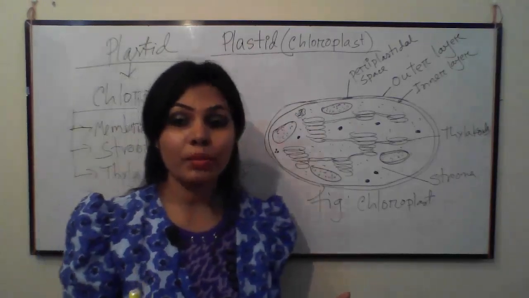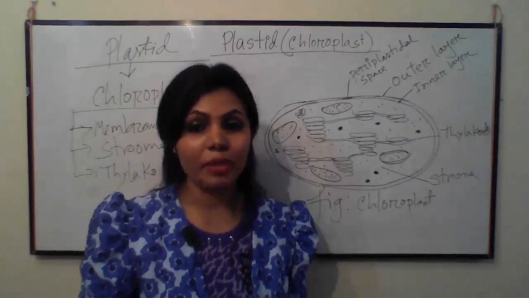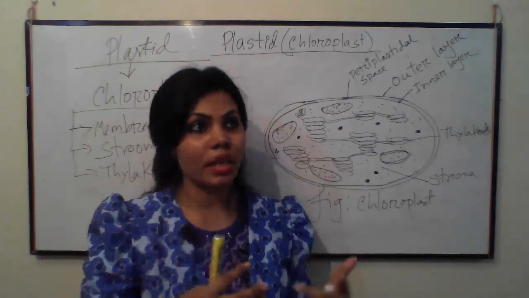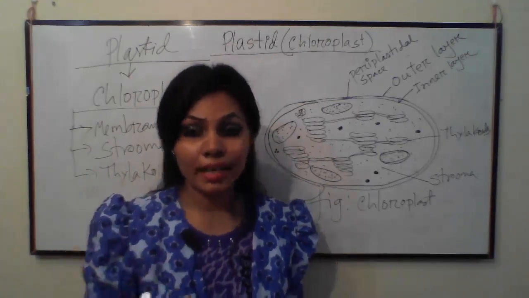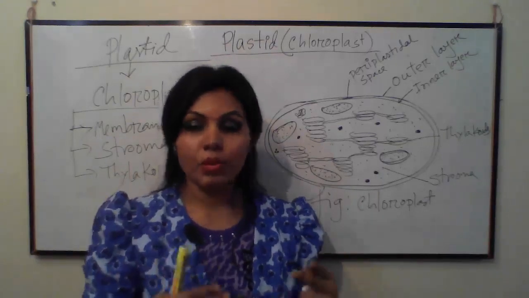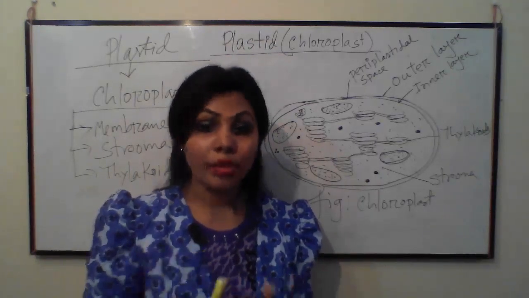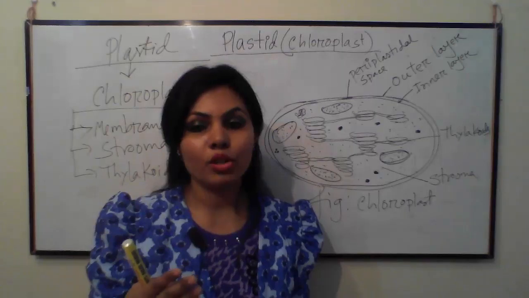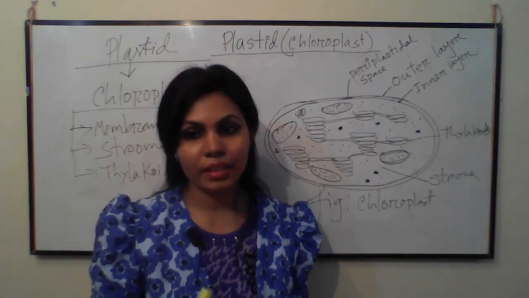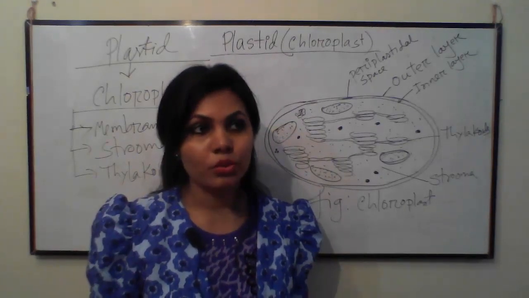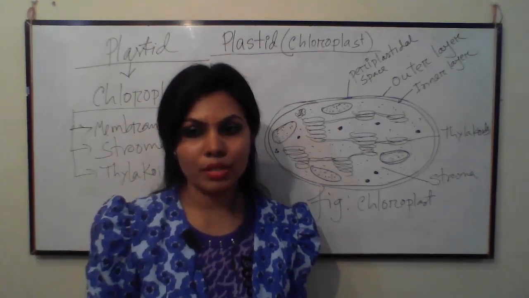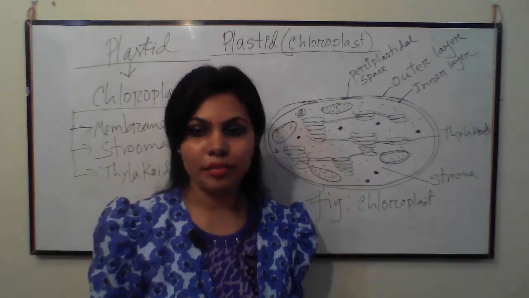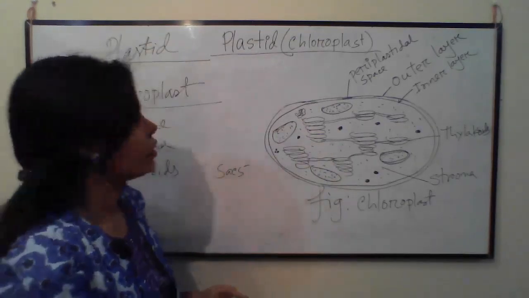And what is the function of chloroplast? Chloroplast absorbs light energy and converts it into biological energy. That is the fact. The process of photosynthesis is possible only through the chloroplast in plants. Okay, so now I'm going to my next topic.